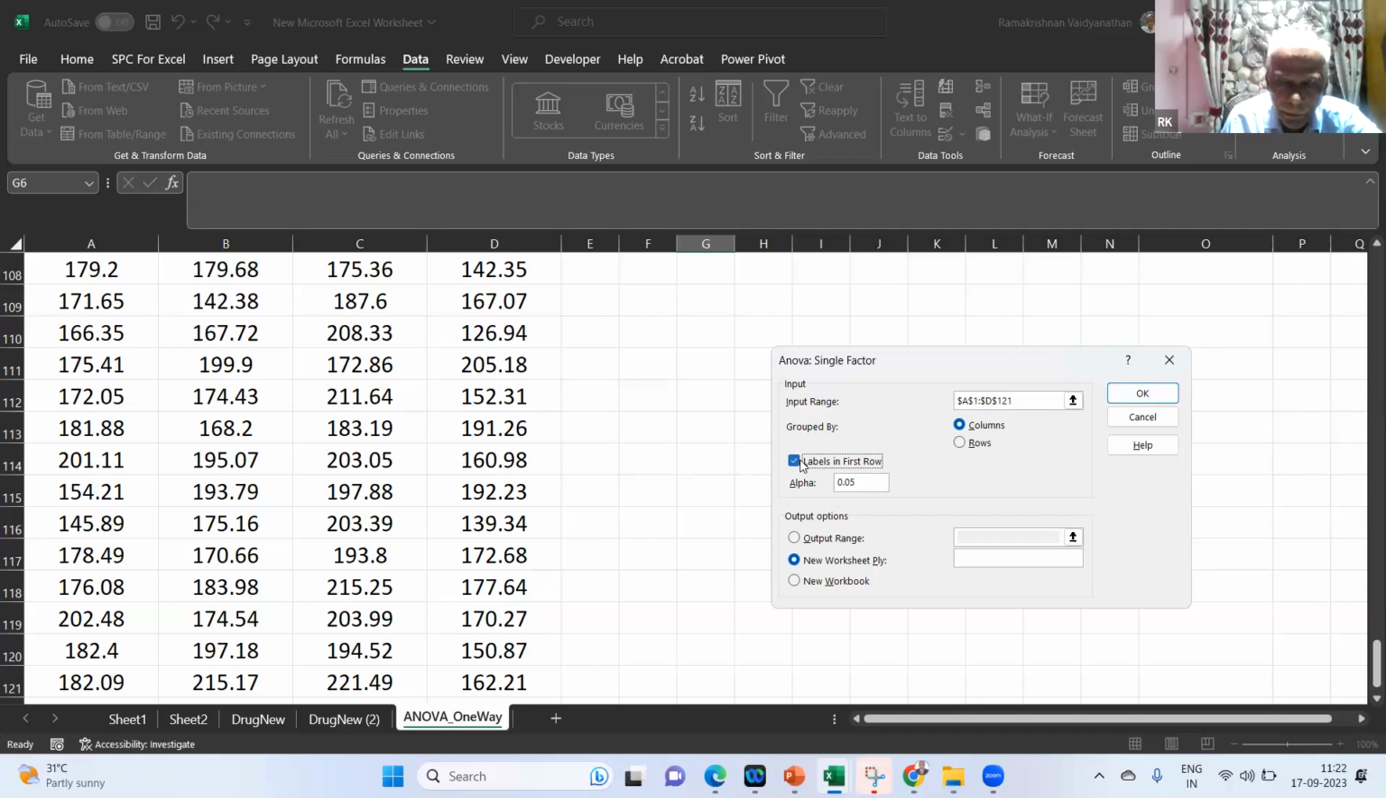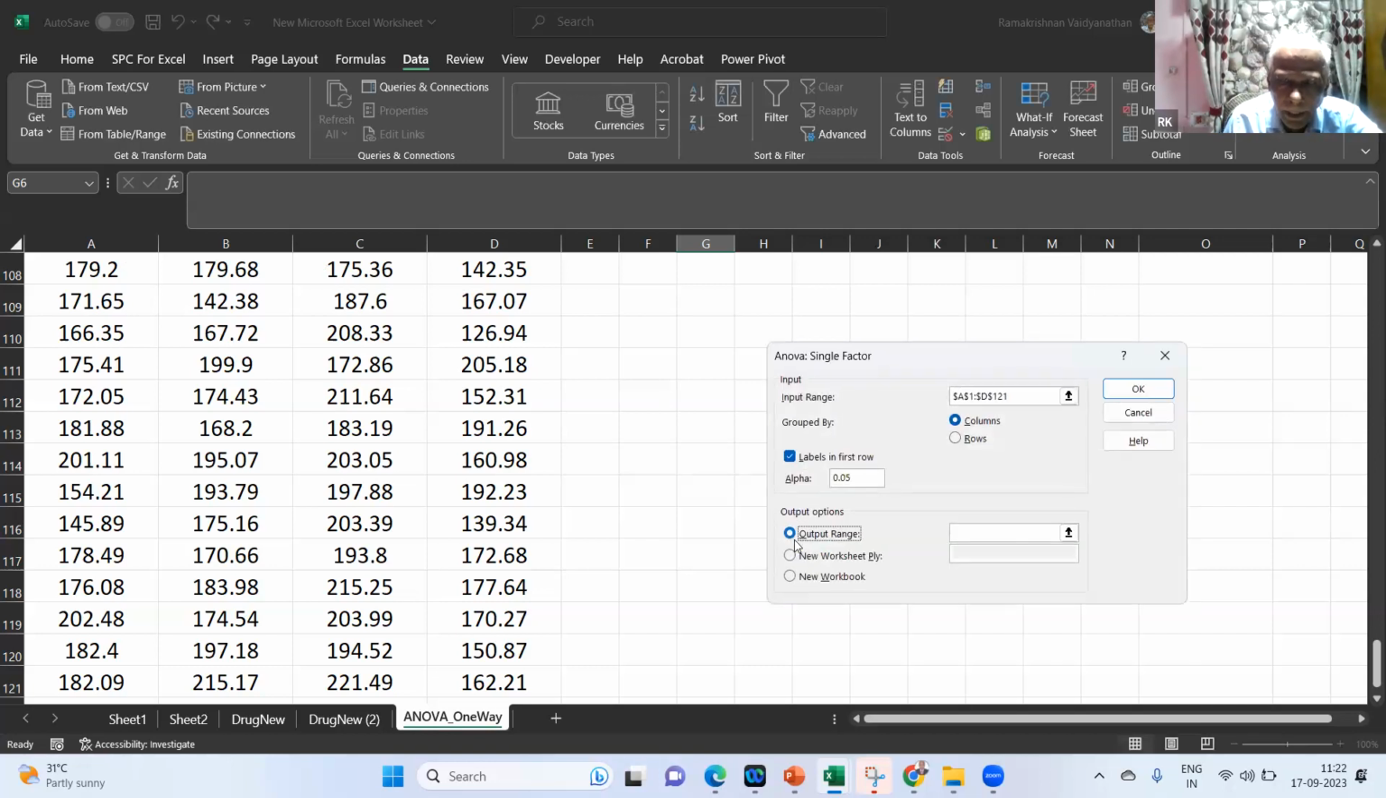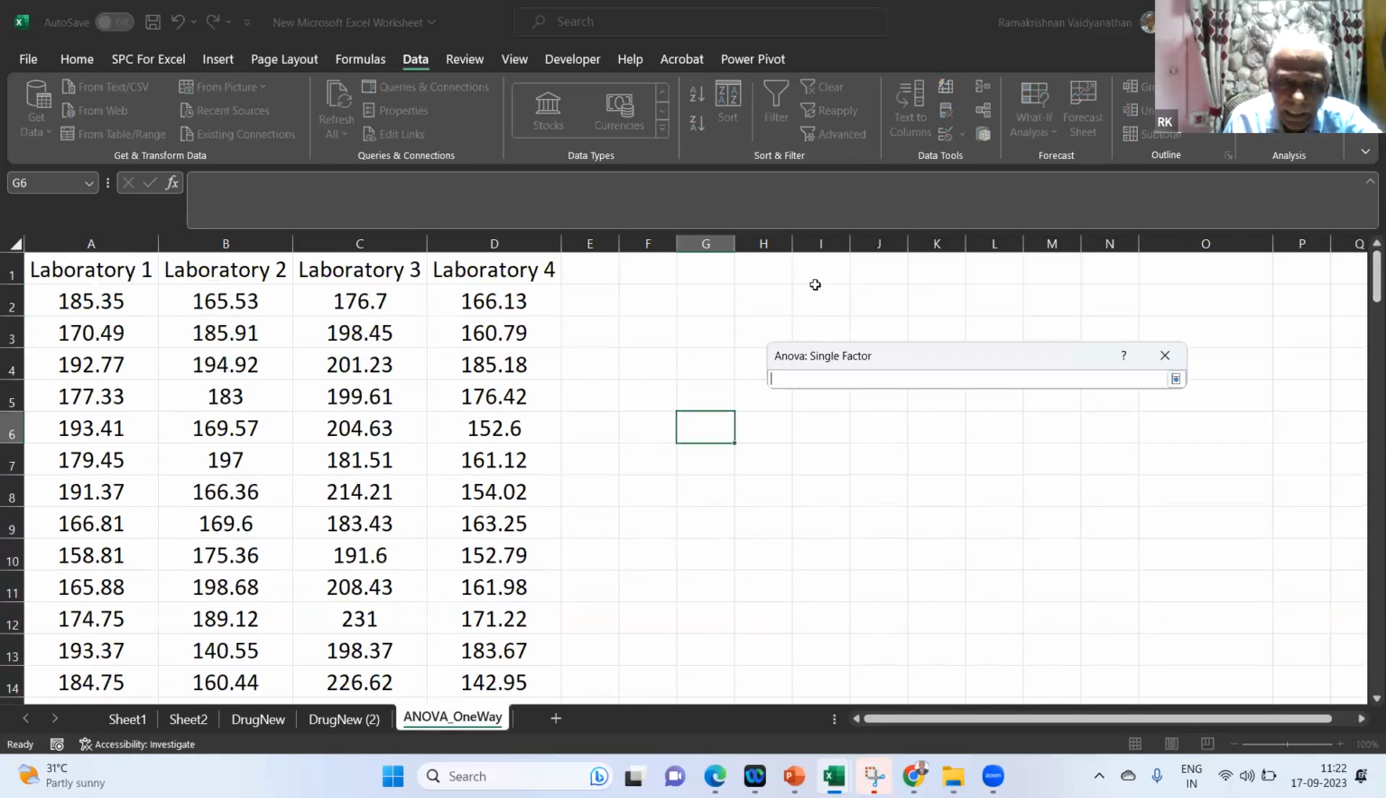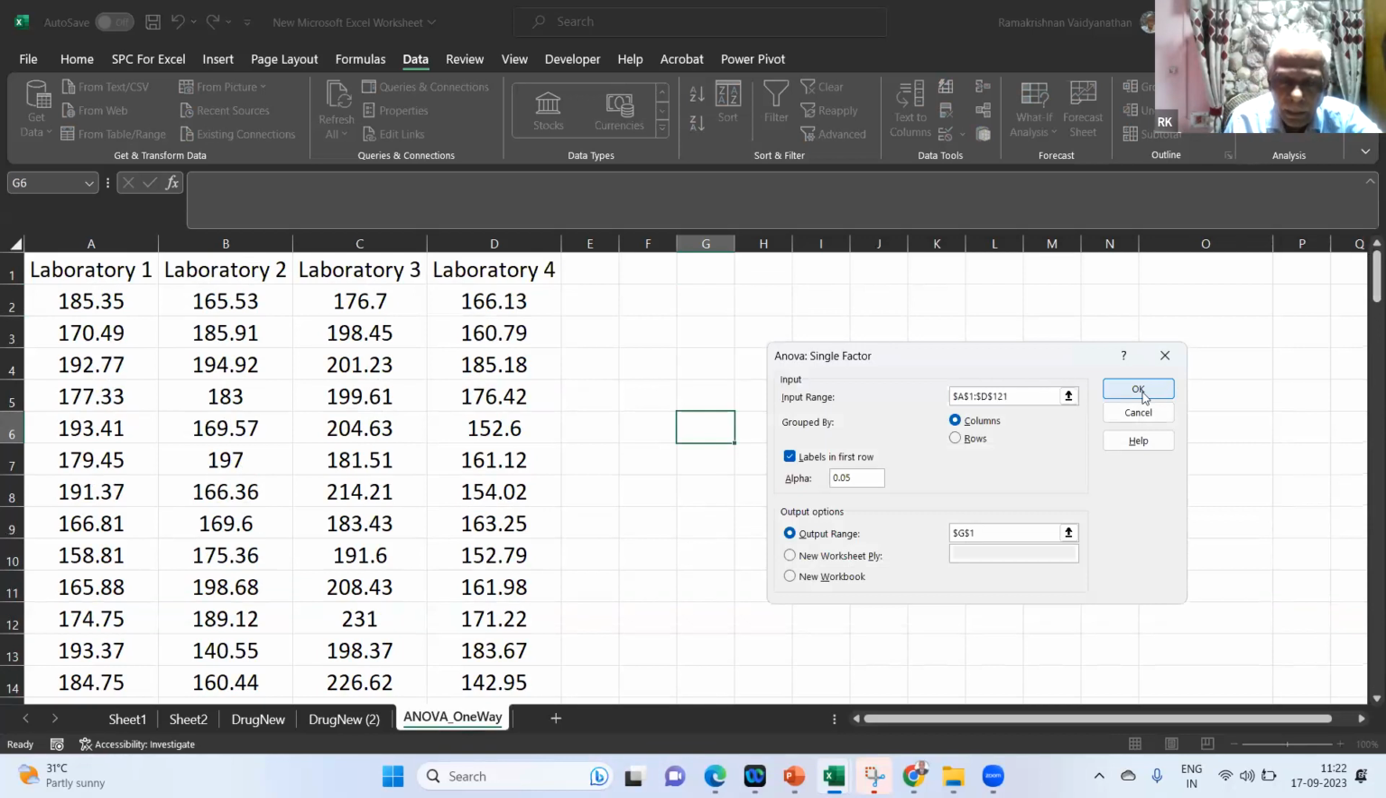And then labels in the first row, because first row tells lab 1, lab 2, lab 3, lab 4. So titles are there. Alpha is 0.05. This also you can change. And then output range, I want my output to be in this cell. I will select here. I want this on G1 cell. Directly you can click there, or I include G1 cell. See here, G1 is selected. I'll go down. Then I'll click OK.